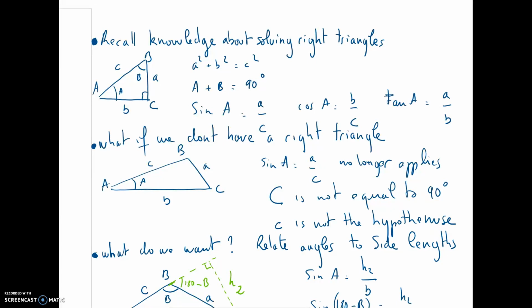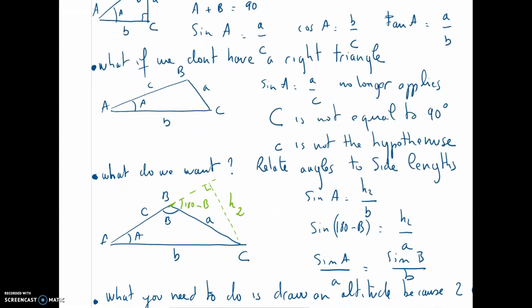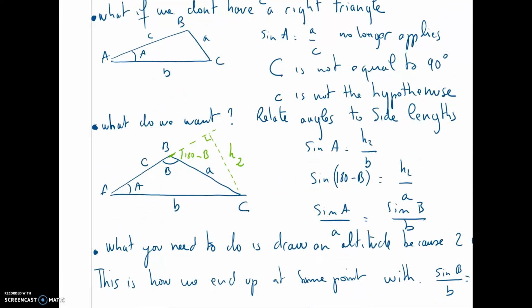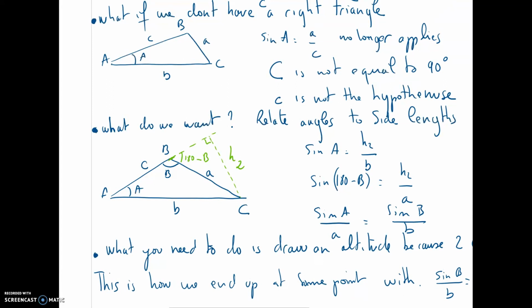What if we don't have a right triangle? Well, the sine of the angle A being equal to a over c no longer applies, because C is not equal to 90 degrees and the length c is not the hypotenuse. So what do we want to do if we don't have a right triangle?